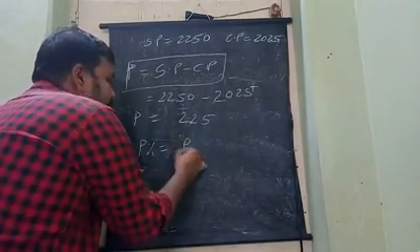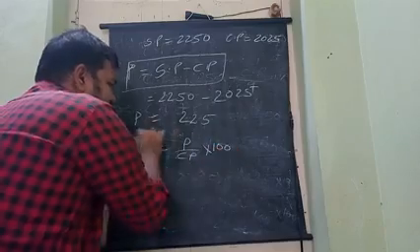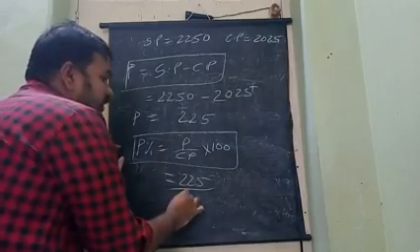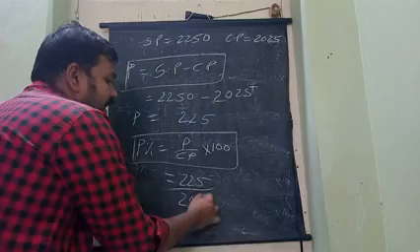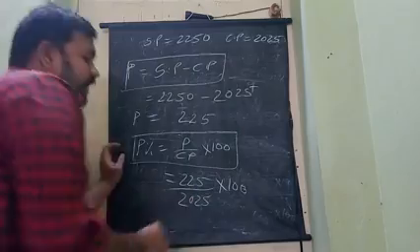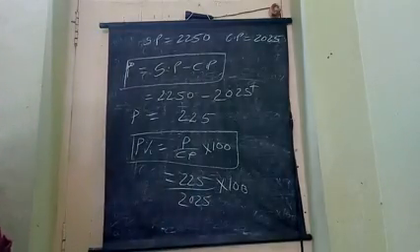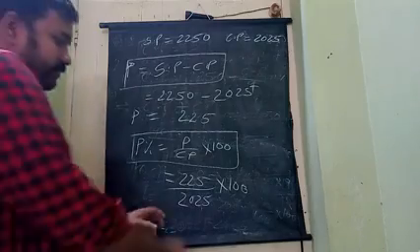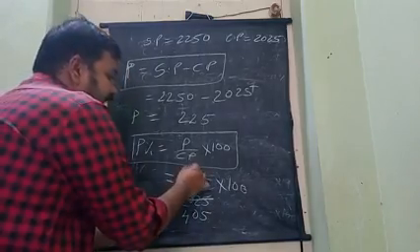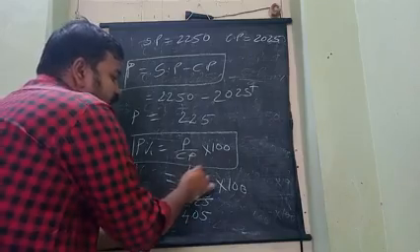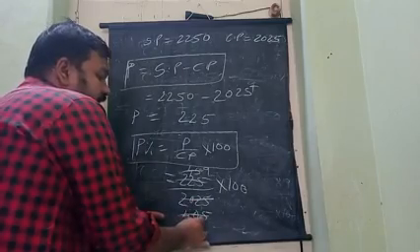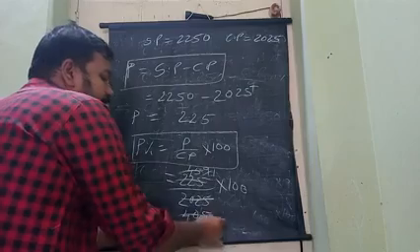Profit percent is equal to P by CP into 100. That is 225 by 2025 into 100. Using cancellation in 25 table or 5 table, I am doing cancellation in 5 table. 225 in 5 table is 45, and 2025 in 5 table is 405. Again cancellation in 5 table: 45 is 9 times, and 405 is 81. Then 9 table 1 time, 9 times.